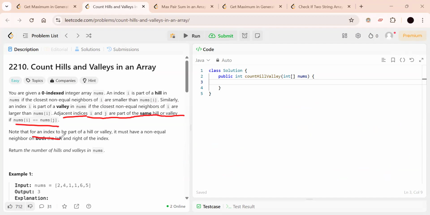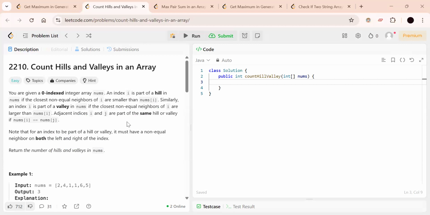Note that for an index to be part of a hill or valley, it must have a non-equal neighbor on both the left and right. We need to return the number of hills and valleys in the nums array. Okay, so let's see the example, guys.